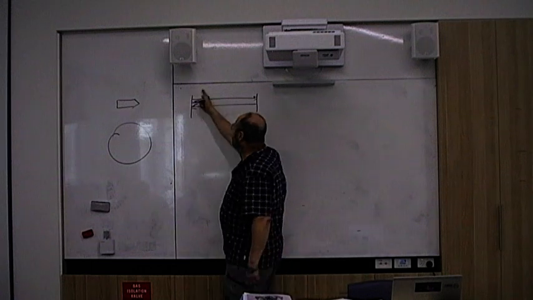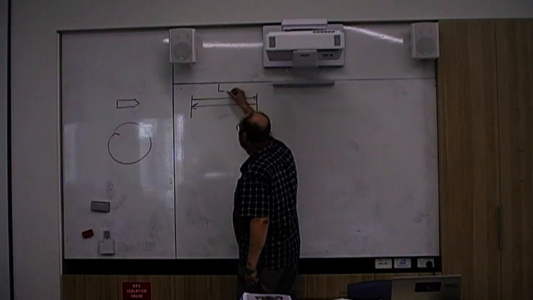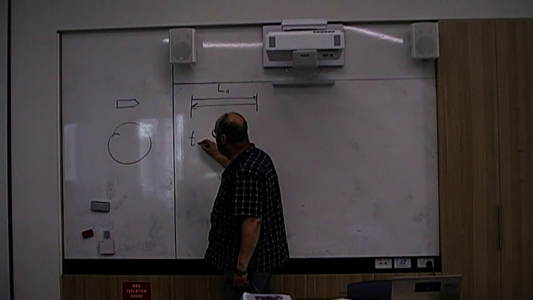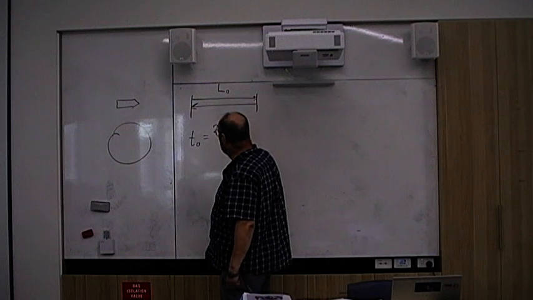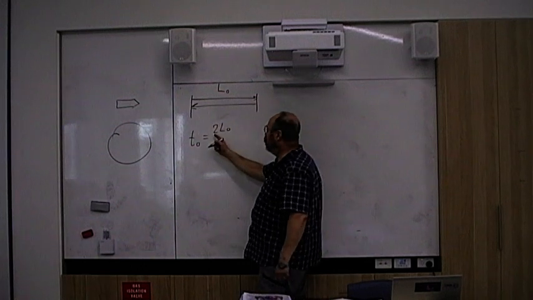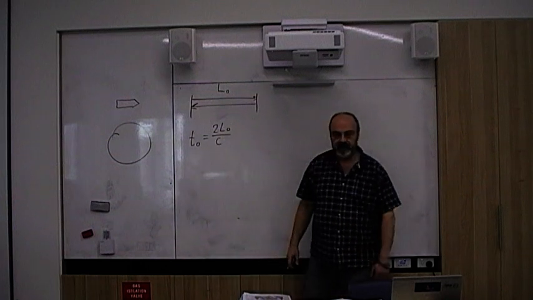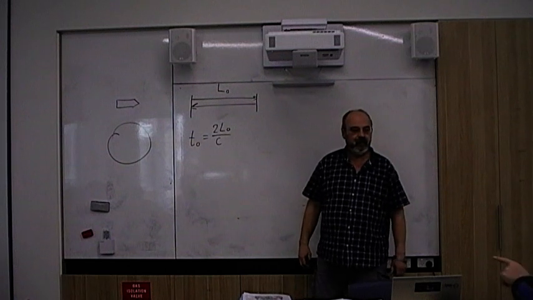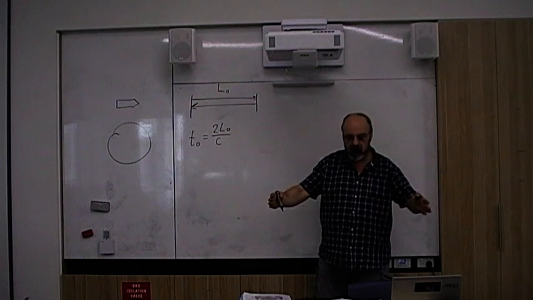And let's say the distance between the mirrors is L0. So the time measured will be equal to 2 times L0. The time measured for light to go from one mirror to another and return to the first will be double the length of the clock divided by the speed of light c. Very simple. Time equals distance over speed. We're talking about the person on the Earth who has this clock and is observing this clock.